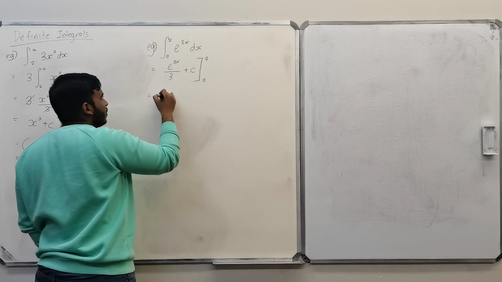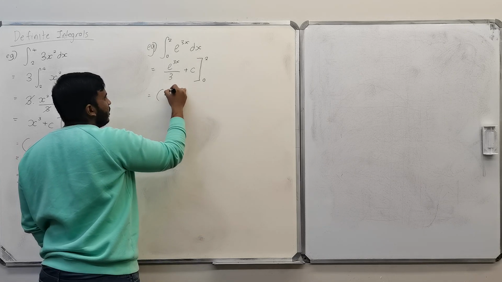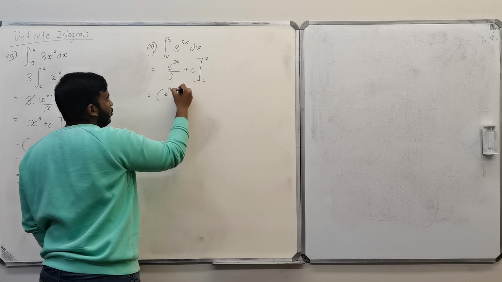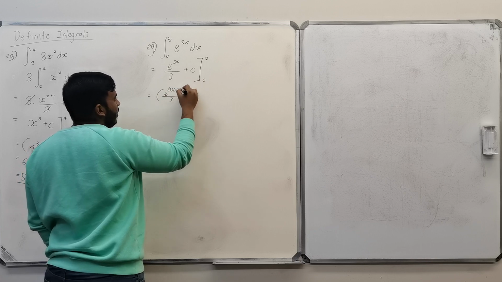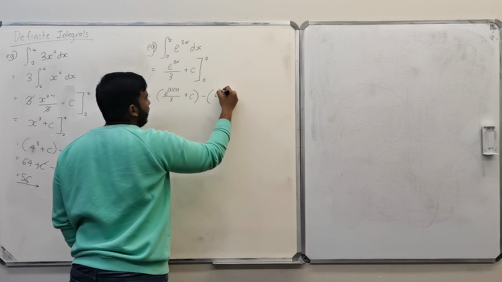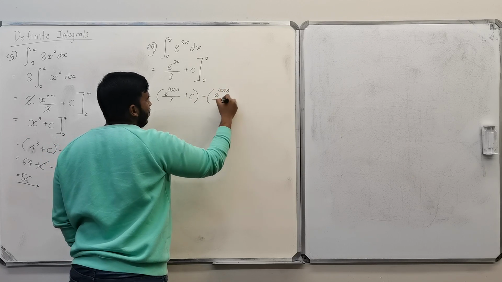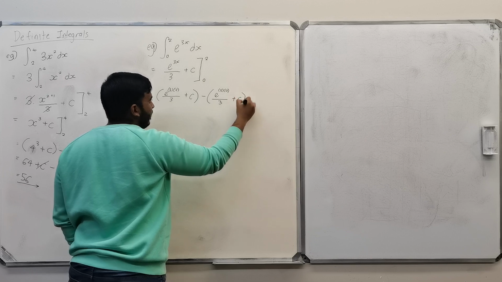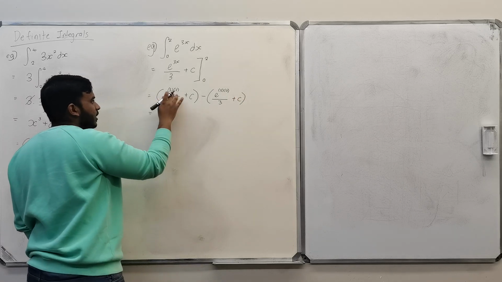So now you're going to substitute. I'm going to say e to the 3 times 2 over 3 plus c, minus e to the 3 times 0 over 3 plus c. What do you get here?